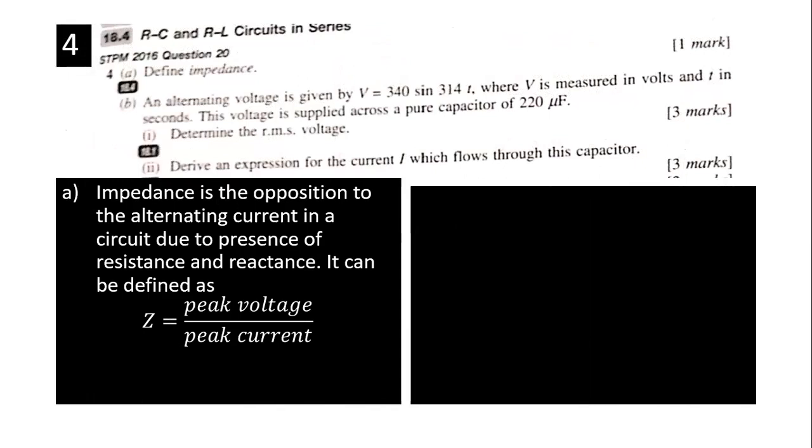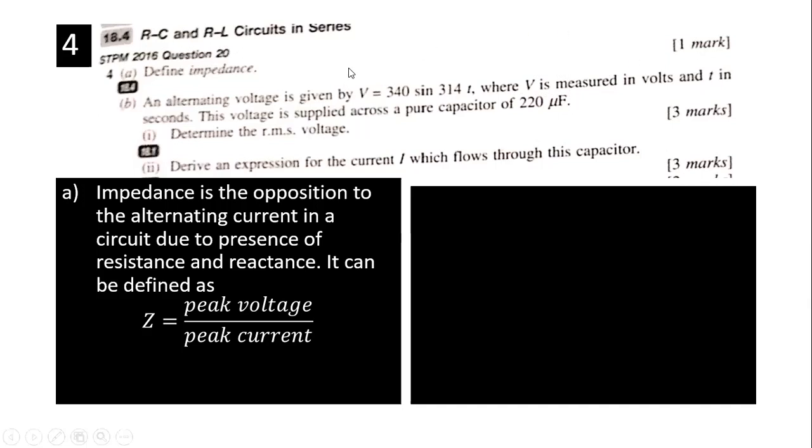Right? Impedance is just the opposition. You are asked to define impedance. Impedance is opposition to alternating current in the circuit due to the presence of resistance and reactance. It can be defined as peak voltage over peak current through the circuit. That's all.